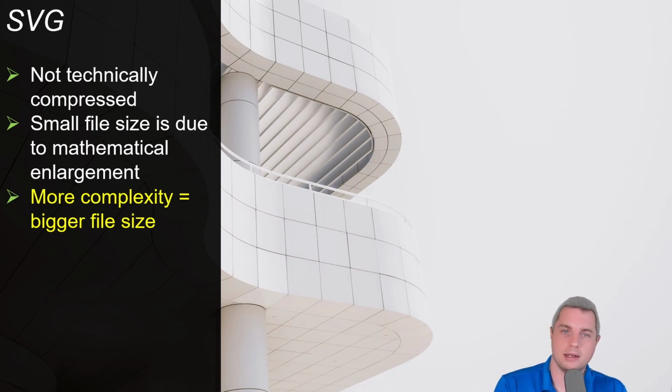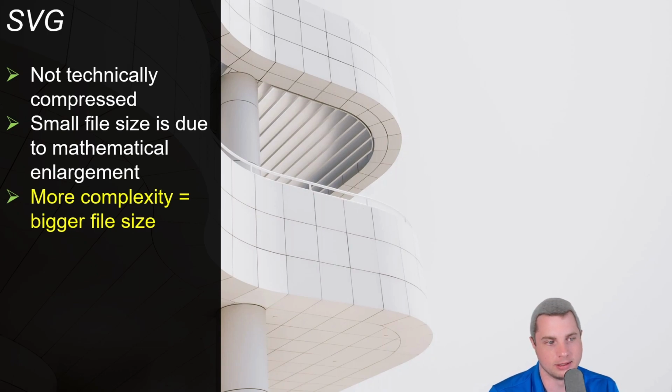SVG is not technically compressed. It is a file type based on a series of points and then mathematically generating new points as it gets bigger or smaller. So SVGs can be very, very small. The problem is the more complex the image is, like we're looking at now, it's going to be very, very large in terms of what it's trying to do, because it has to represent all those points somehow. Now, SVG is very good for simple logos, and that's about it. Anything else, don't use SVG.